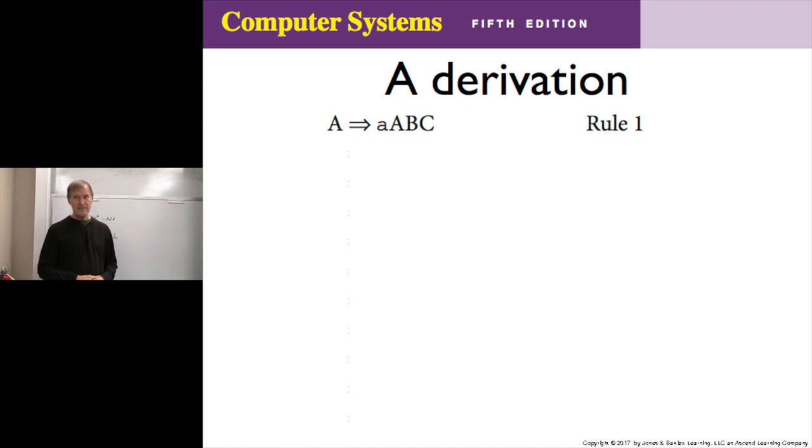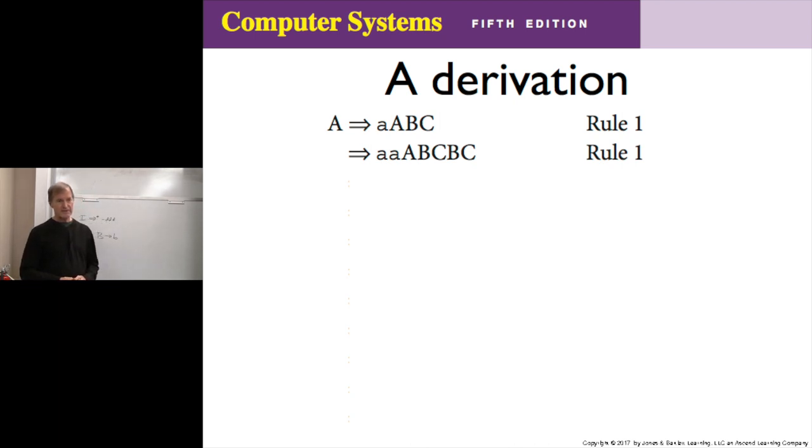Okay. Now, let's do rule one again. If we do rule one again, what happens? What do you get? Little a, and then what? Big A. Big B, big C, and then what? Yes, big B, big C, right? Now, does everybody see what happened there? Okay. So that big A got replaced by a little a, big B, big C. So that's rule one, all right?